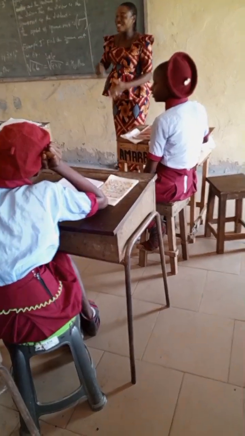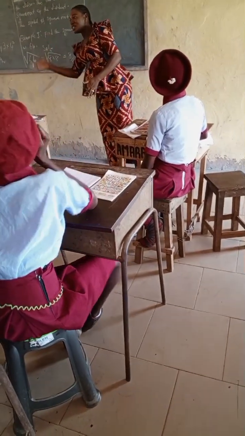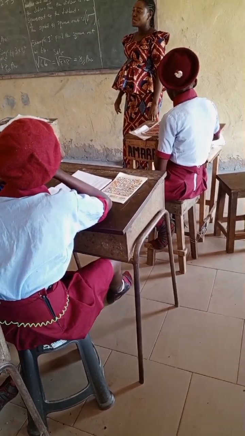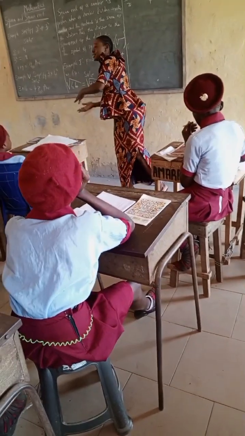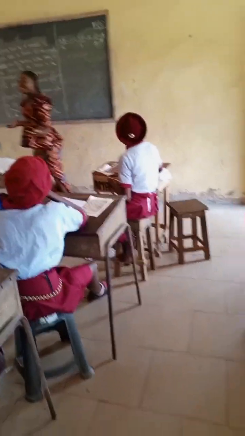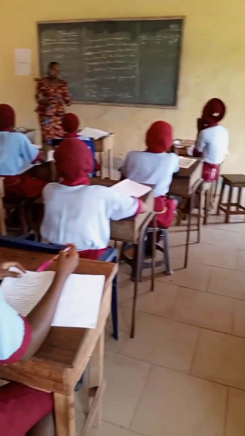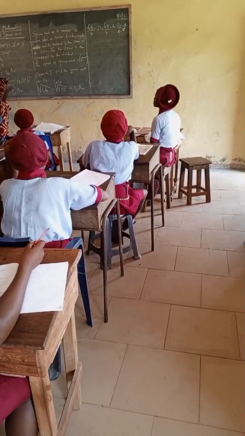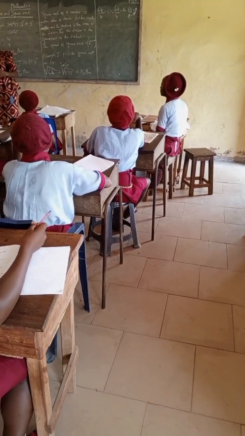Which means 8 is the square root of what? 64. And the square of 8 is what? 64. Good. The square of 8 is what? 64. The square root of 64 is what? 8. Have you seen it now?